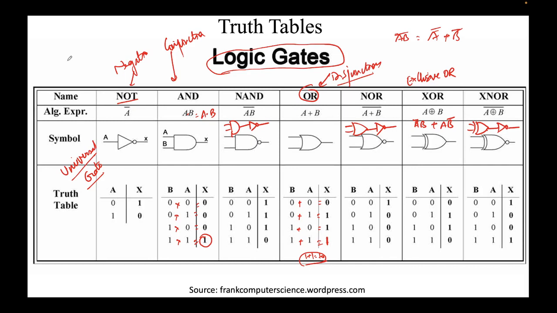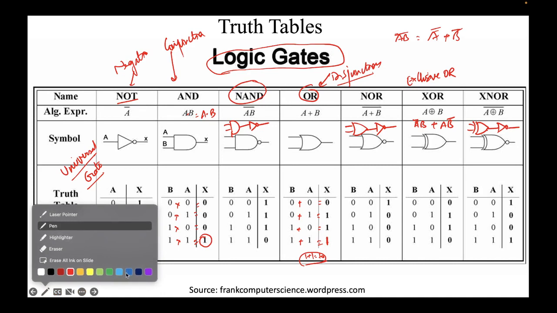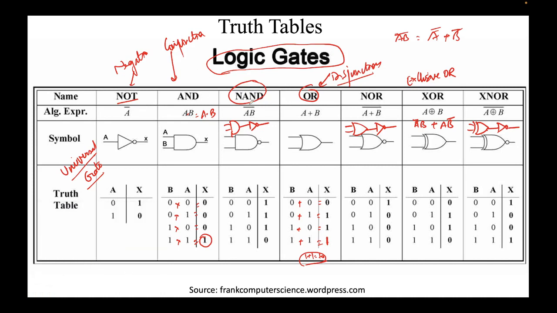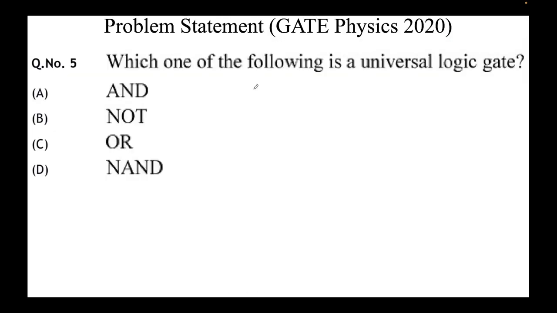So what are these two gates? We have found out that NAND and NOR are universal gates. Why? Because using NAND, I can do any of these operations. I can do NOT, I can do AND, I can obviously do NAND, I can do OR, NOR, XOR, XNOR. Everything I can do just by using NAND gates or a combination of NAND gates. We'll see in the next slide.